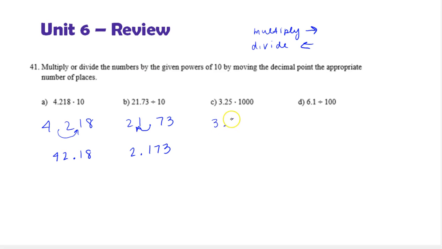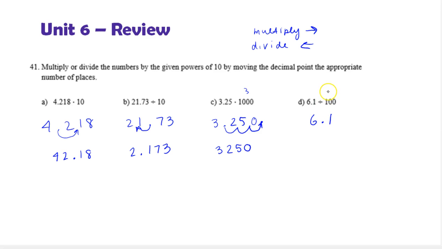Now 3.25, multiplying by 1,000, that has 3 zeros. So that's 3 place values to the right. 1, 2, 3. So notice there's an empty spot here, and we'll need to fill it with a 0. So this result is 3,250.